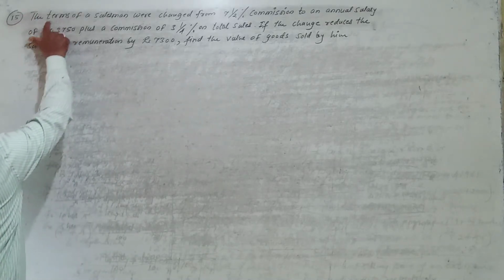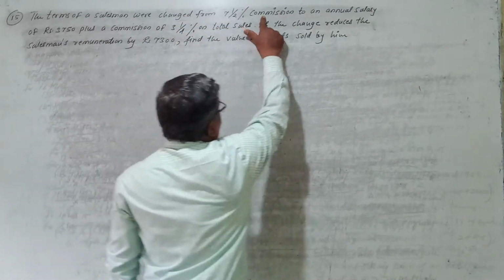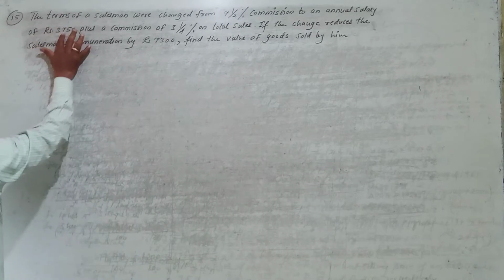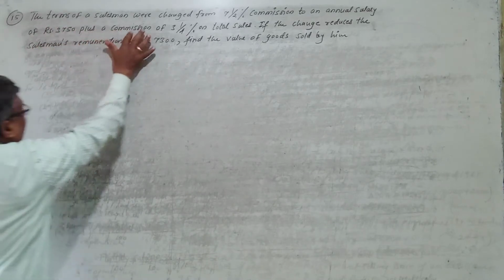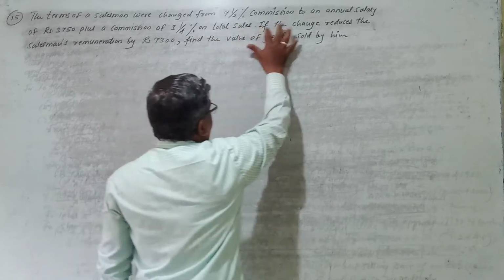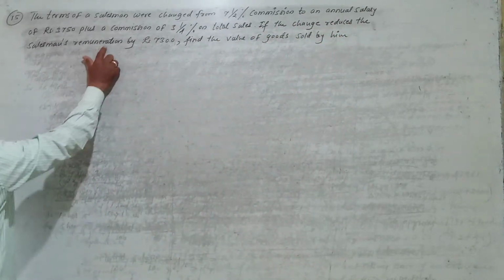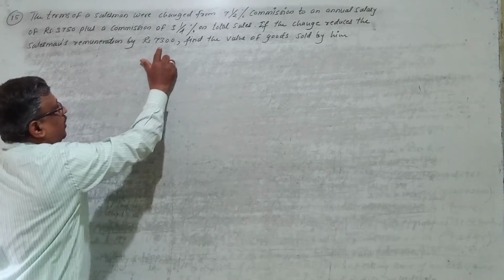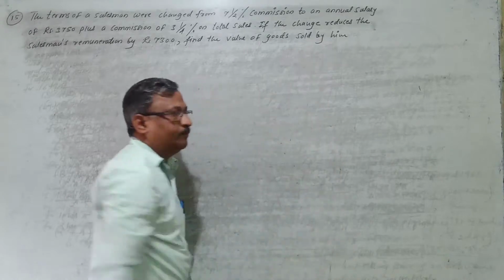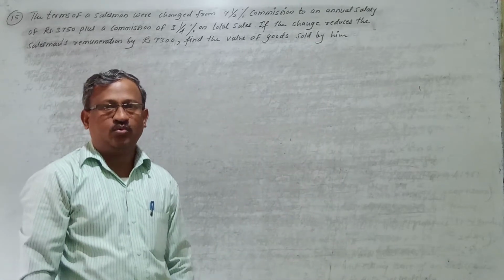The problem is: the terms of a salesman were changed from 7.5% commission to an annual salary of rupees 3,750 plus a commission of 3 and 1/4% on total sales. If the change reduces the salesman's remuneration by rupees 7,300, find the value of goods sold by him. Means at what price he has sold the goods, those sales we have to calculate.